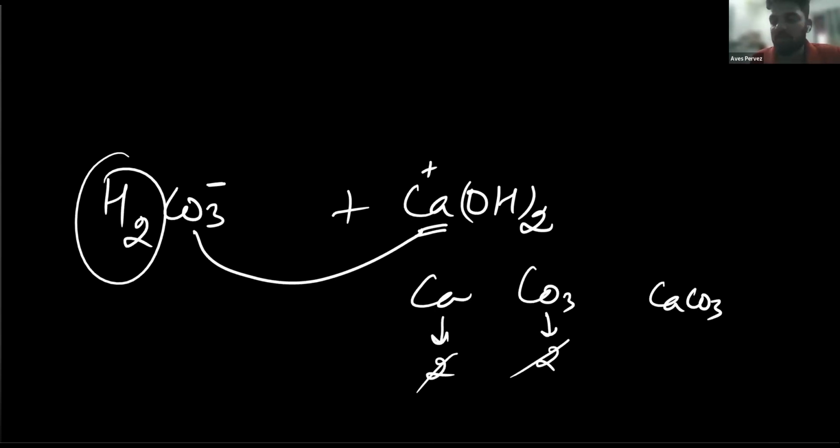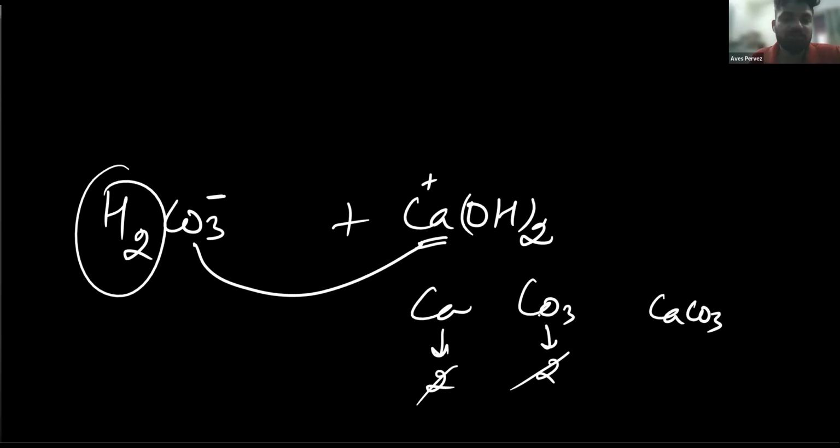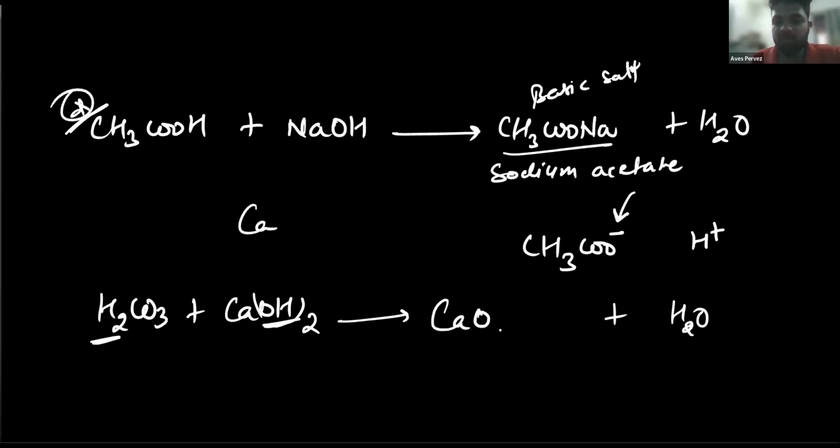Okay, so this will be calcium carbonate, CaCO3. But you need to keep in mind an important case: calcium hydroxide in front of weak acids behaves as a strong base.